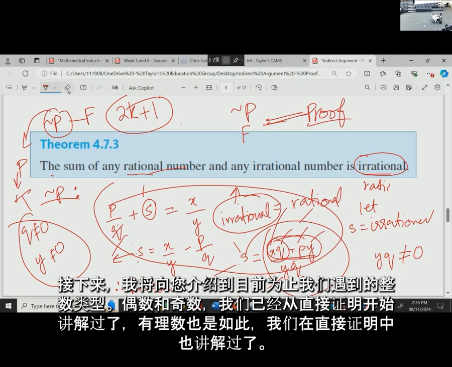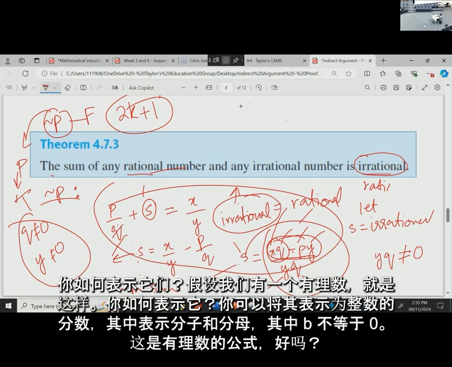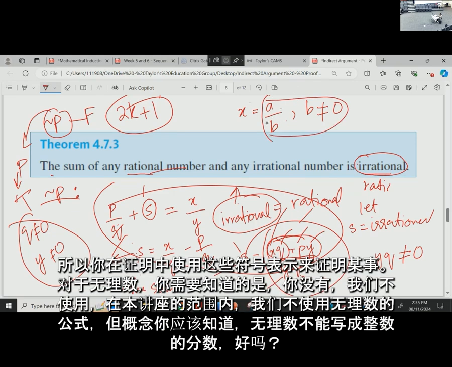Then I will tell you about the types of integers that we have come across until now. Even and odd we have covered starting from your direct proof, and rational also we have covered in direct proof. How do you represent those? Let's say we have a rational number. How do you represent it? You represent it as a fraction of integers, a over b, numerator and denominator, where b is not equal to 0. This is the formula for a rational number. Okay, so these symbolic representations you use in the proof to prove something.